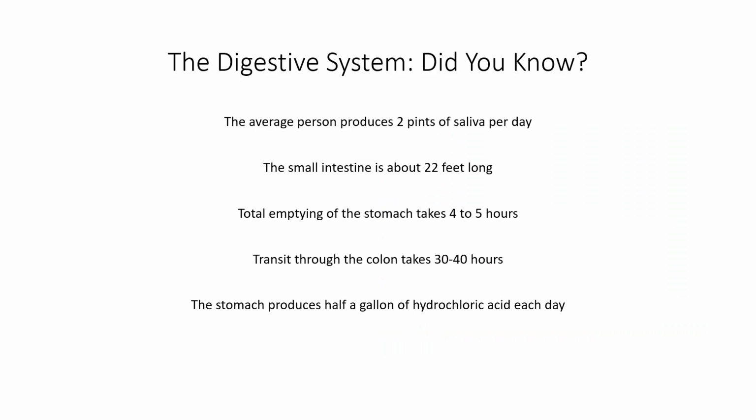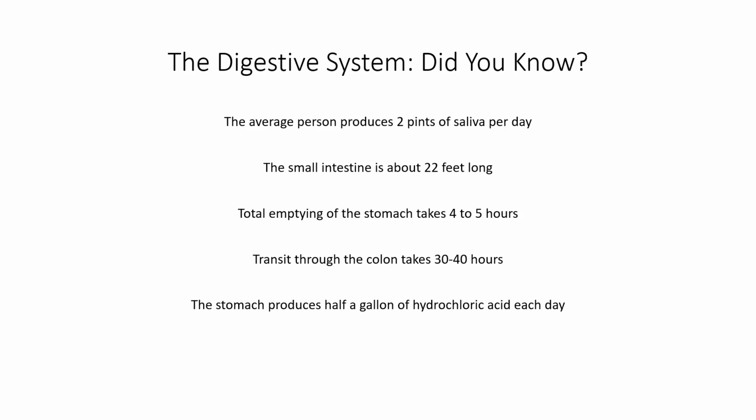So some interesting facts about the digestive system. The average person will produce 2 pints of saliva per day. The small intestine is about 22 feet long when it's stretched out. So that shows you the amount of lining there is, and the journey that the chyme has to go through. Not saying that it's a 22 feet long journey. It's not, because it's squeezed together. But that's the amount of material and how large this organ is to process and absorb food.